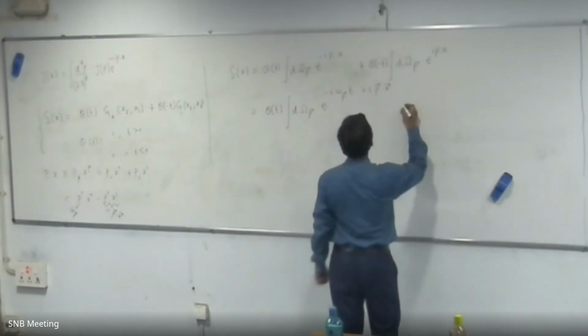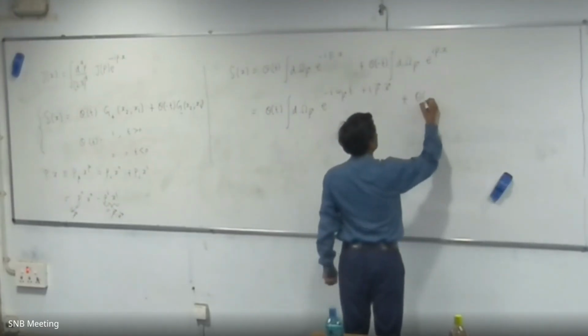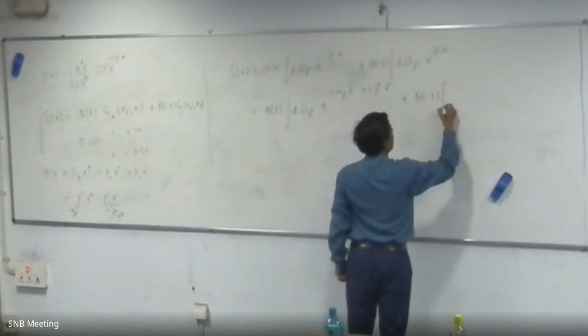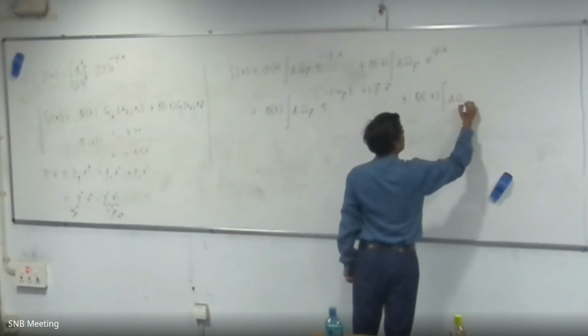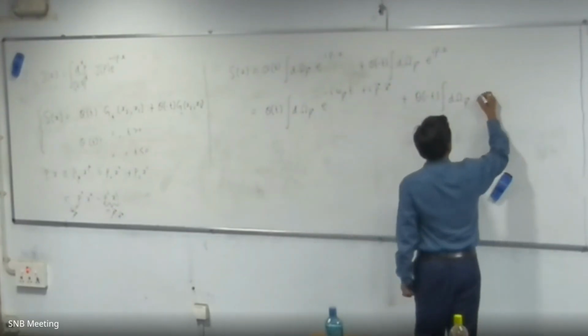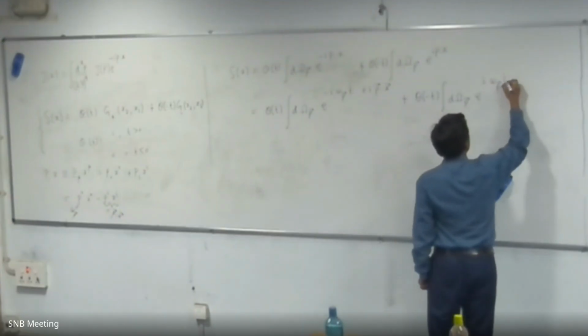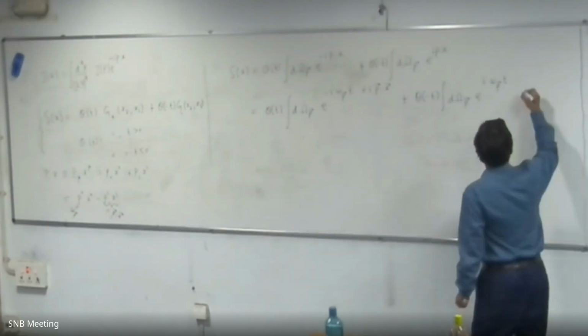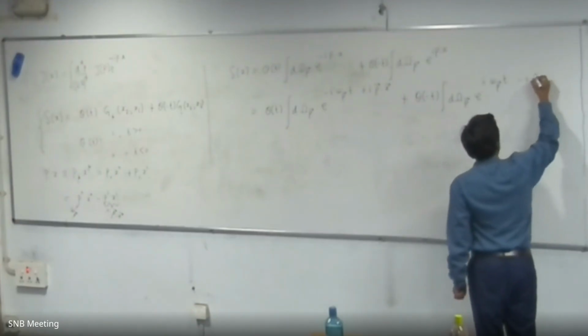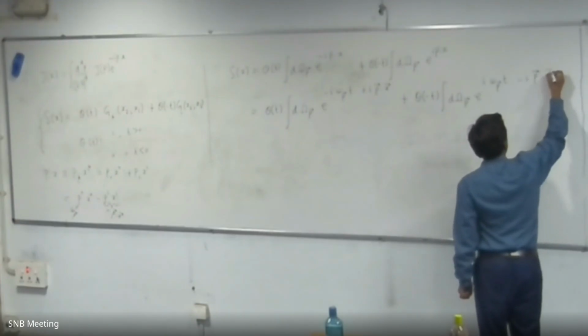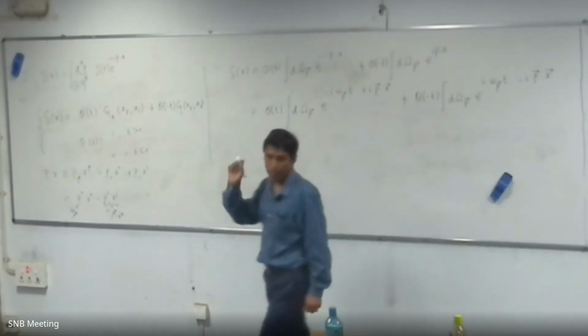Now look at the second term. This is theta of minus t, d omega p, e to the power of i p dot x. This is i omega p into t, and this will be what? Minus i p dot x. The second term is this. Is that clear?